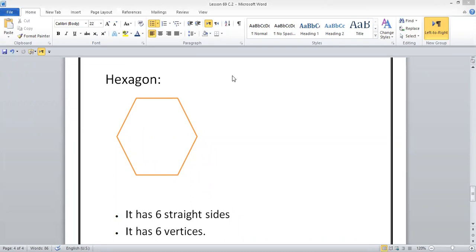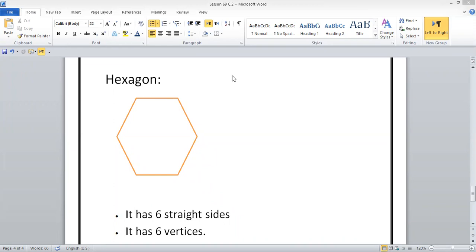After triangle, circle. Circle has 1 side which is curved. Circle doesn't have a straight side. And circle does not have any vertex. You cannot find a corner in circle. Because there is only 1 side. You have a vertex or corner when one side meets another side. So in circle, there is only 1 side that is curved, so there is no vertex, no corner.